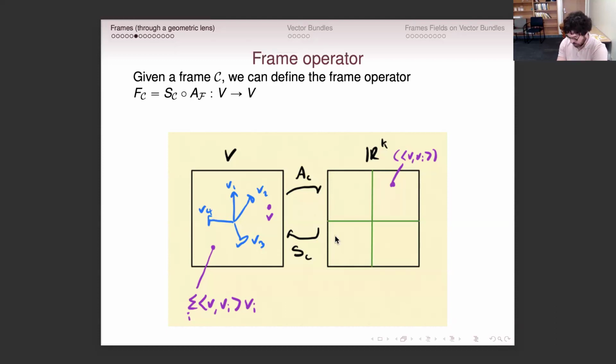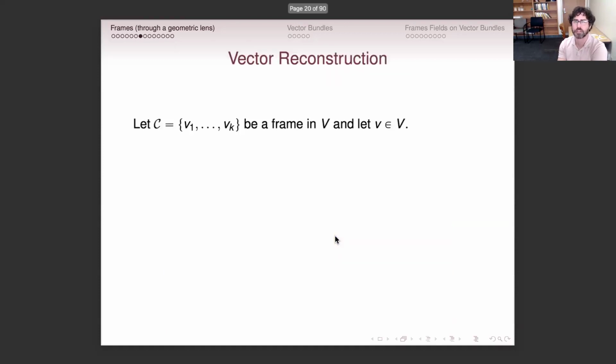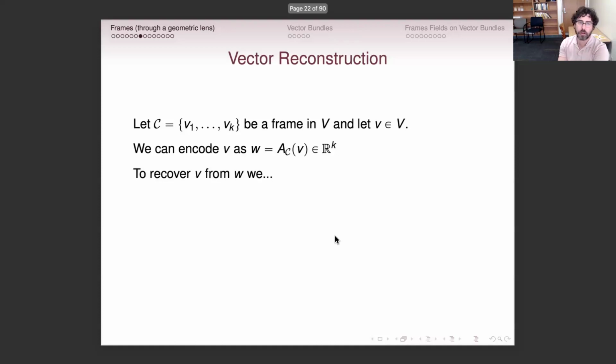But the reason I am interested in this frame operator is because it's useful in the context of vector reconstruction. So let's say I have a frame and I have a vector in my vector space. Then what I can do is use the analysis operator to give me a list of numbers that I think of as encoding that vector.